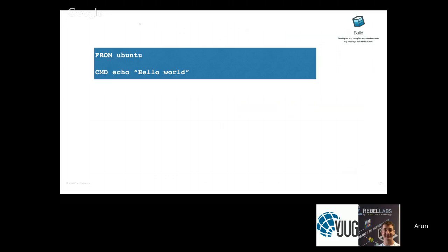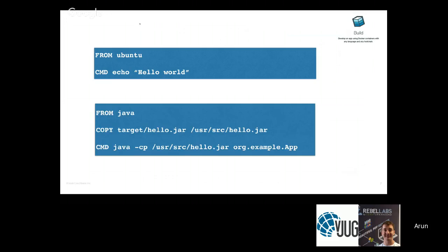So this is your Dockerfile, which will create an image. And we'll talk about how we create an image in a second. Let's take a little bit more elaborate example. Now, here I'm saying FROM java. Well, Java is a standard Docker image that is available on Docker Hub.